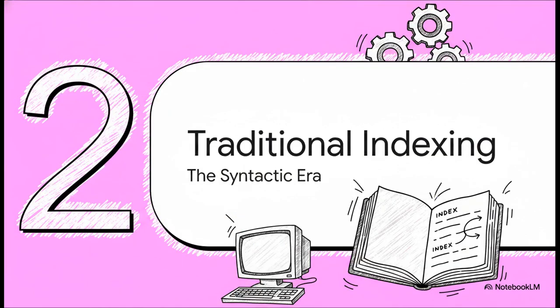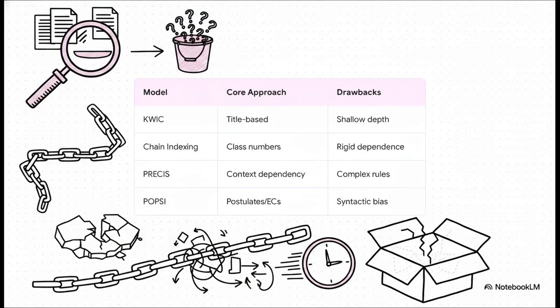Which brings us right into Section 2, the traditional indexing era. You see, as the sheer volume of human information exploded over the last century, especially with all the scientific literature coming out, the old goal of simple findability just wasn't enough anymore. Pointing to a document on a massive library shelf wasn't going to cut it.